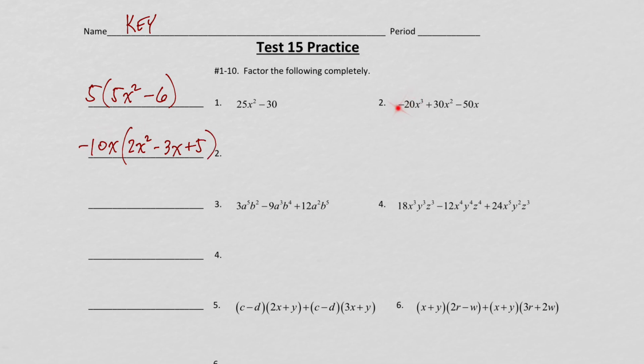And you can just double check. This times this is negative 20x cubed. This times this is a positive 30x squared. And this times this is a negative 50x.